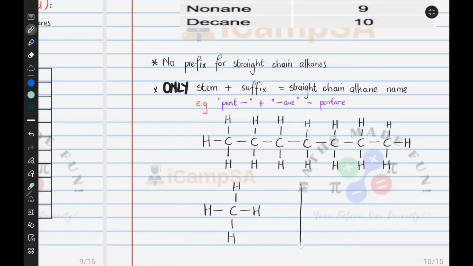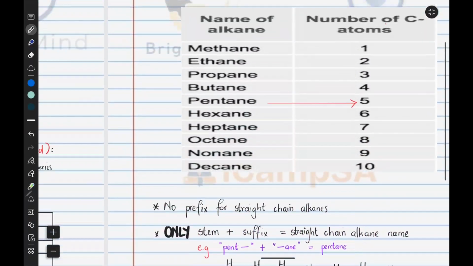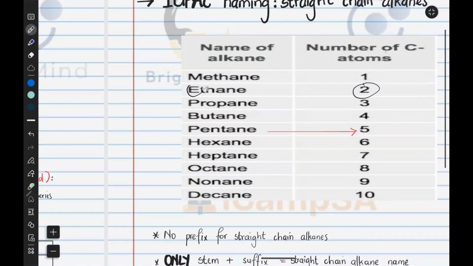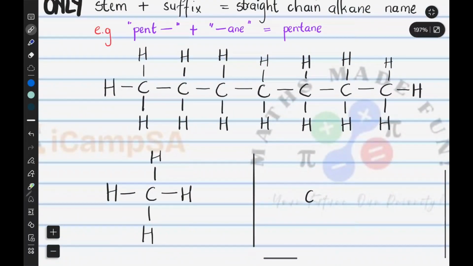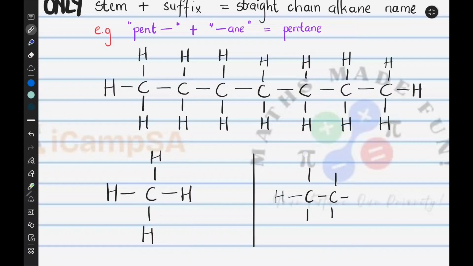For ethane, remember it has 2 carbon atoms. You'll have a small chain, which is 1, 2 carbon atoms. Then the remaining are hydrogen atoms, 1, 2, 3, 4, 5, 6. So in the structural formula and molecular formula, you'll find the same number of carbon and hydrogen atoms.